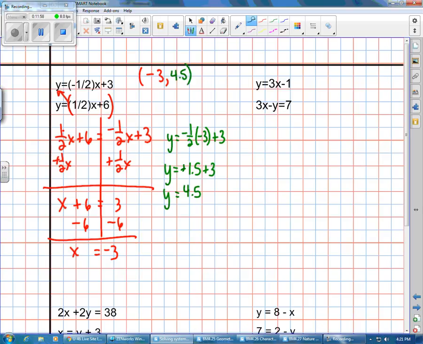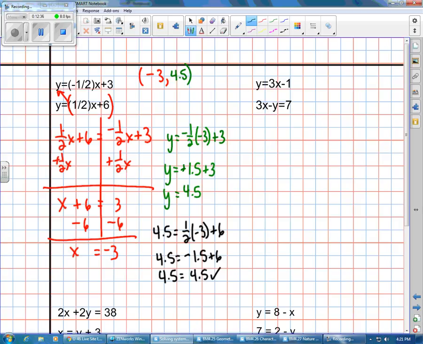Now I can check my work by plugging into the other equation. So I use the top one to solve for y. I can use the bottom one to check my work. So 4.5, is that equal to 1/2 of negative 3 plus 6? Okay, 4.5. 1/2 of negative 3, as you see, a positive times a negative is going to be a negative, so it's going to be negative 1.5. If you need to, grab a calculator. Negative 1.5 plus 6 is 4.5, so that's a good answer.